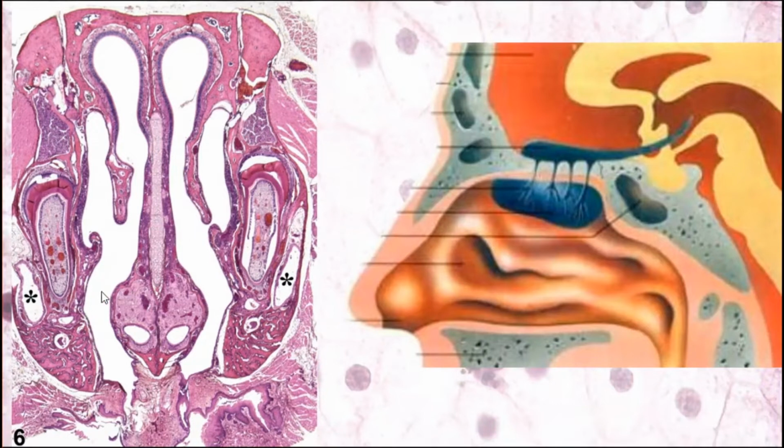And in lamina propria, in submucosa, there are well-developed blood vessels which provide warming of air, and also a result of this good development of blood vessels is intensive bleeding after trauma of nose, because blood vessels are well developed in mucosa and submucosa of the nasal cavity.